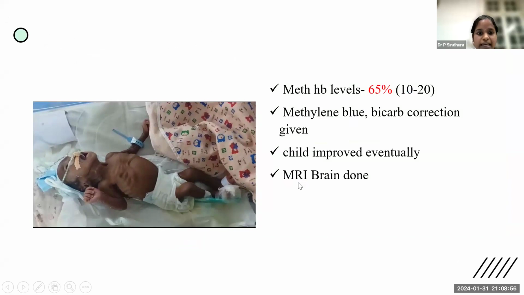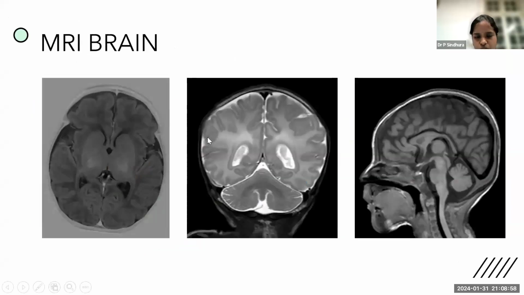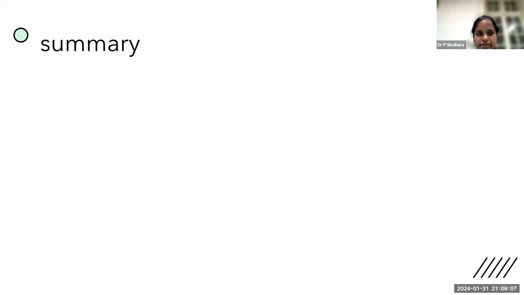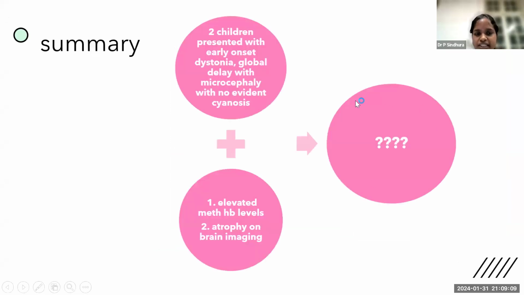MRI was done. His MRI brain showed almost normal findings except subtle prominent cerebellar folia, suggesting probably early onset cerebellar atrophy. So coming to the summary: 2 children presented with early onset dystonia, global delay, microcephaly with no significantly evident cyanosis, elevated methemoglobin levels and atrophy on brain imaging. At this point, we were not sure whether methemoglobin levels have any neurological associations, so we were doing some literature review.